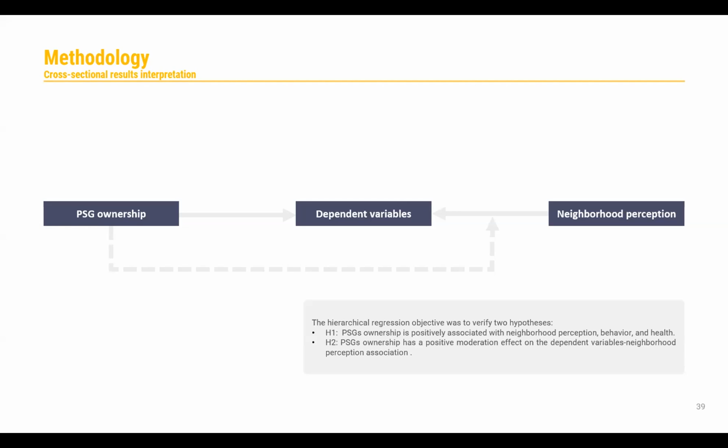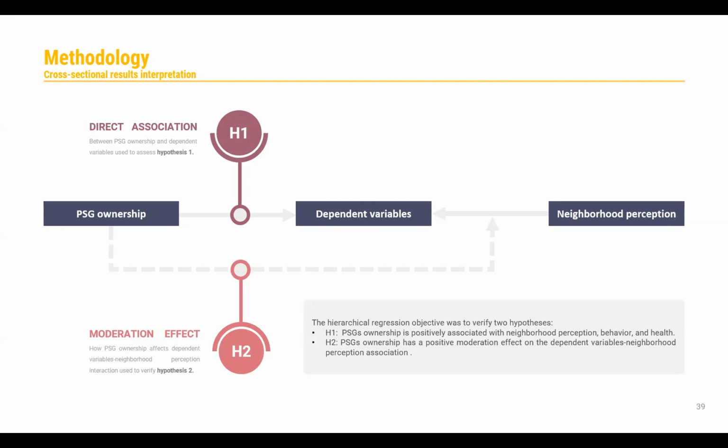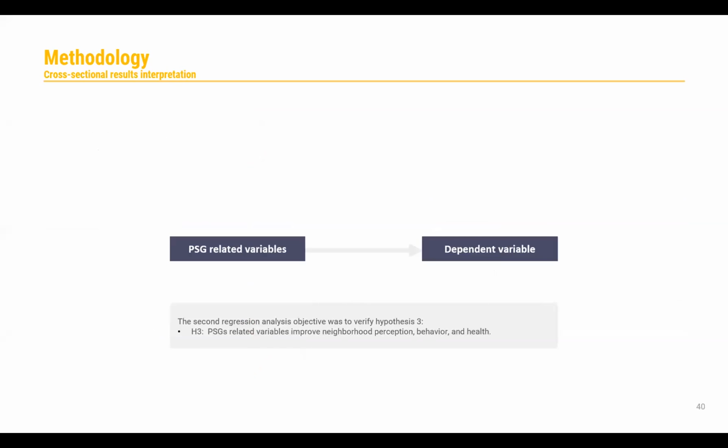For the cross-sectional study, we conducted 60 regression analyses. These analyses assess in the first step the direct correlation between PhD's ownership and each one of our 12 dependent variables controlling for other variables. And in the second step, the analysis measured the difference between the two groups of PhD's owners and non-owners, which is called a moderation effect in our case. The third analysis investigated the direct association between PhD's related behaviors and characteristics and our dependent variables.